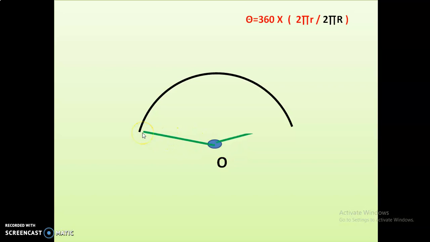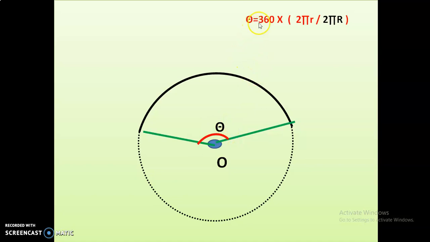Draw two inclined lines from the center point. If you draw the full base circle, it will be like this. This is the full base circle. These two inclined lines make an angle theta. How can we find theta? Theta is equal to 360 times the circumference of the rolling circle divided by the circumference of the base circle.